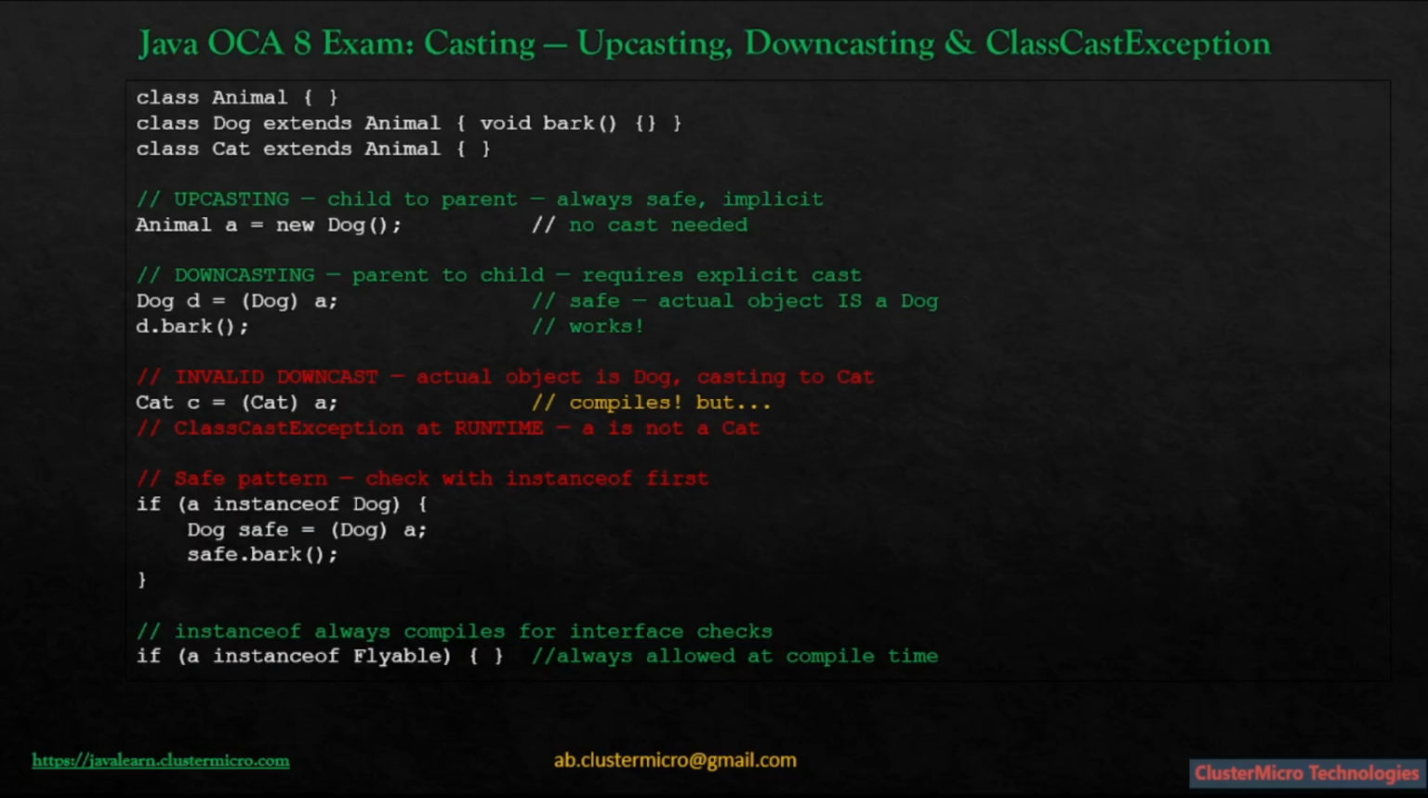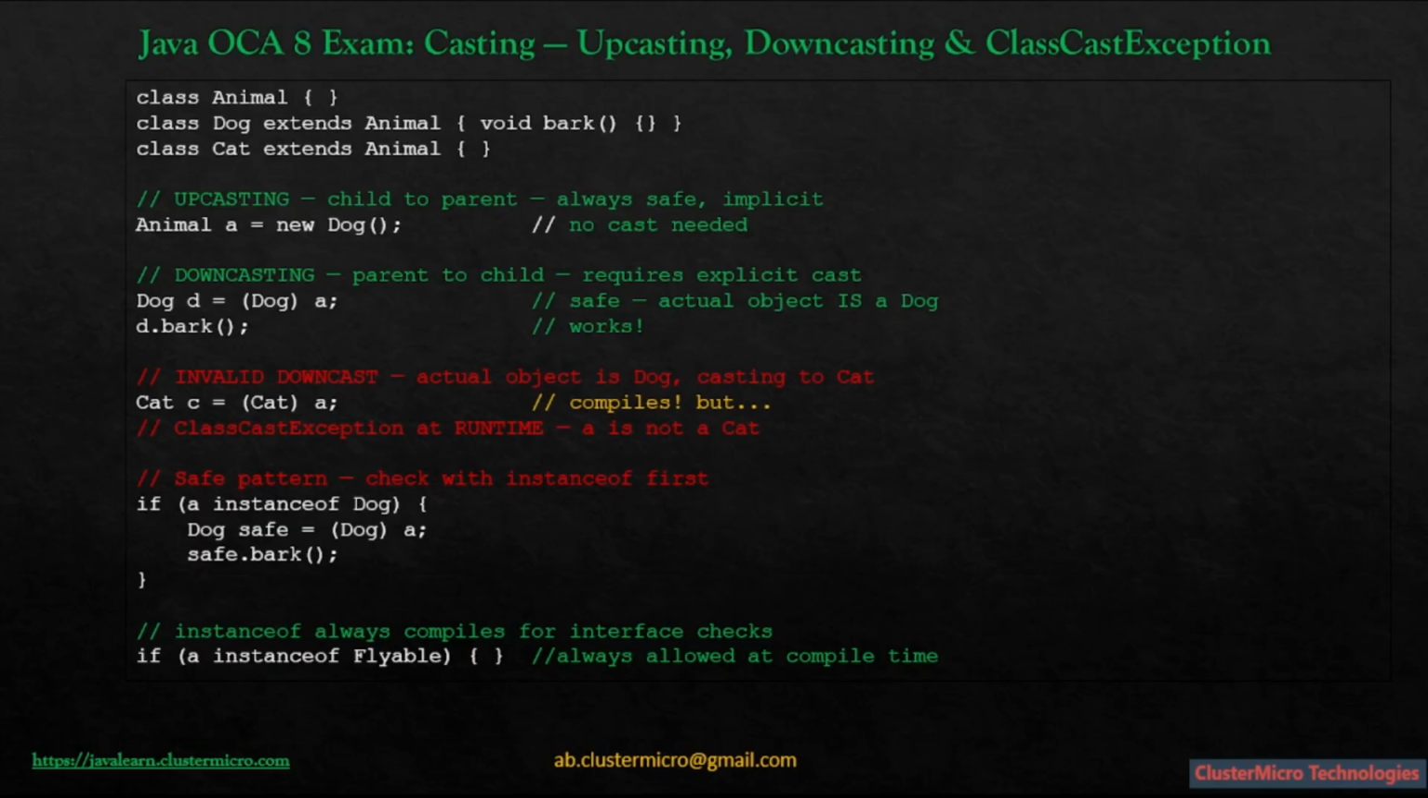If you see the code here, upcasting is always safe and always implicit. Animal a equals new Dog. Upcasting means moving from a child to a parent type. A Dog is always an Animal. Every Dog satisfies everything Animal promises. This is guaranteed by the inheritance relationship itself. So Java allows it implicitly. No cast syntax needed, no risk of failure. The reference type is Animal, and the actual object is a Dog.